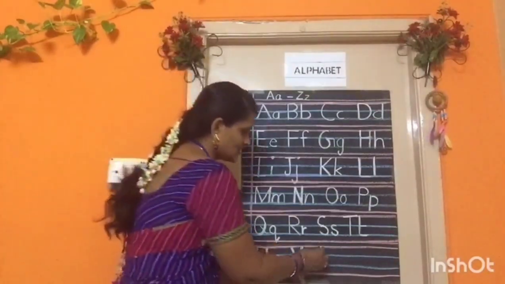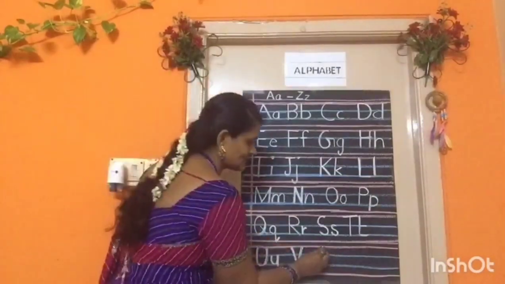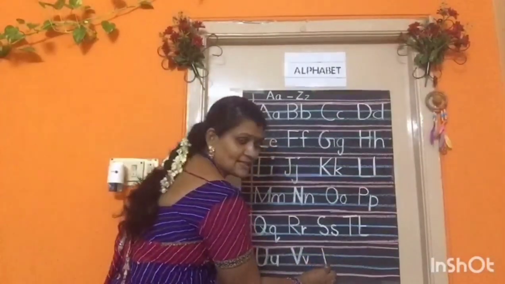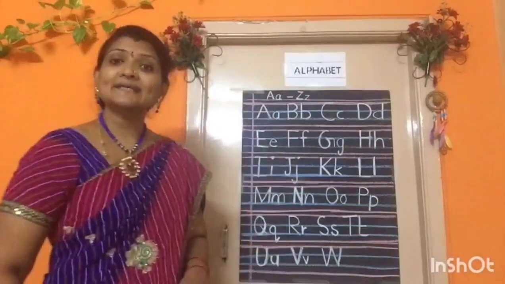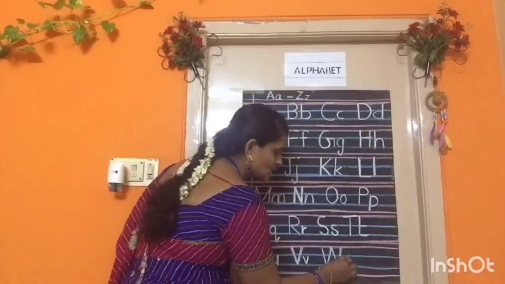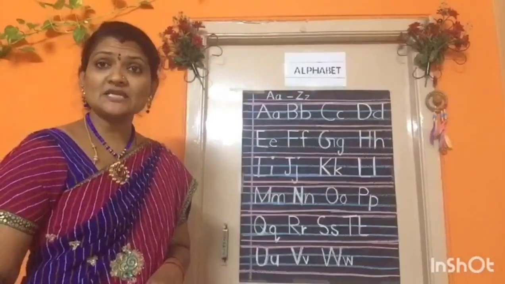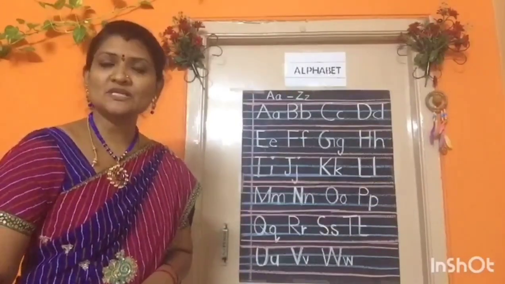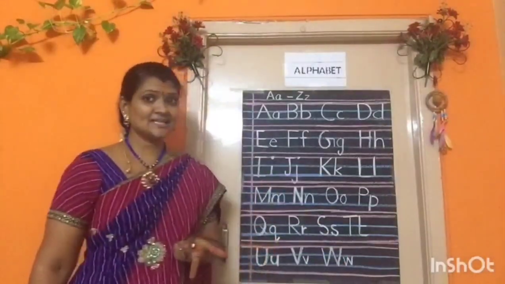W. Children, W, you should not lift your pencil. Down slant, go up, down slant, go up. Capital W. In the same way, small w within the blue lines. W says W. U, V, W over. Next.